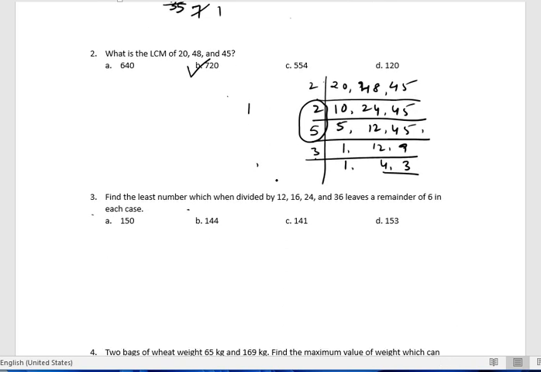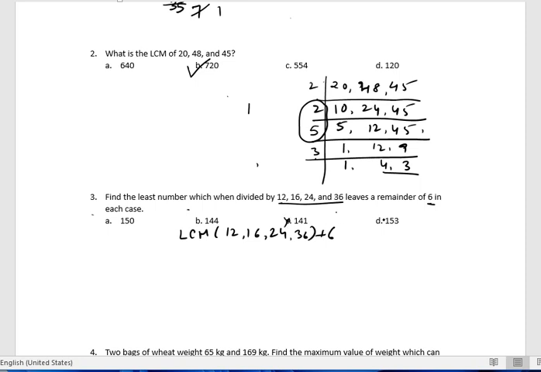Next question is, find the least number which when divided by 12, 16, 24 and 36 leaves a remainder of 6 in each case. So what exactly are we supposed to do? We have to find out the LCM of all these four numbers and then add the remainder, that is 6, to it. Now before moving further, as all these numbers are multiples of 2 and even 6 is a multiple of 2, the number which we will get is even.